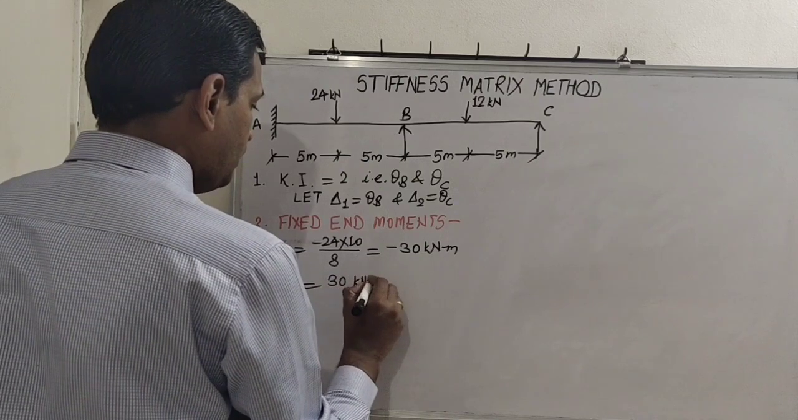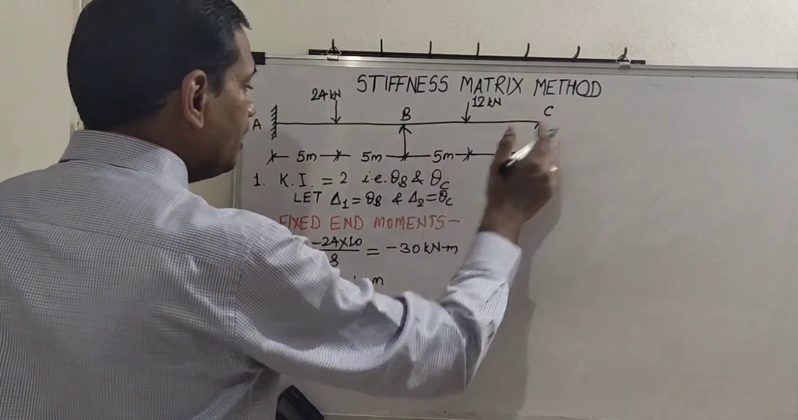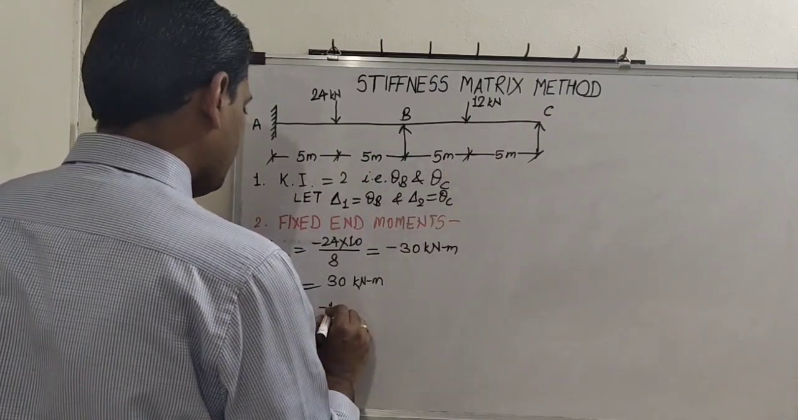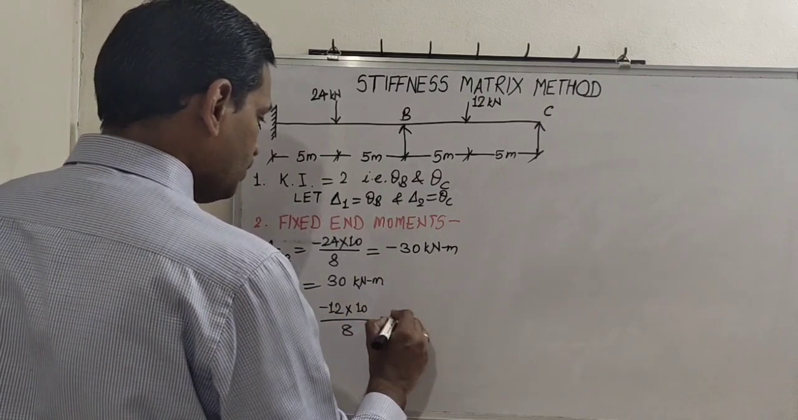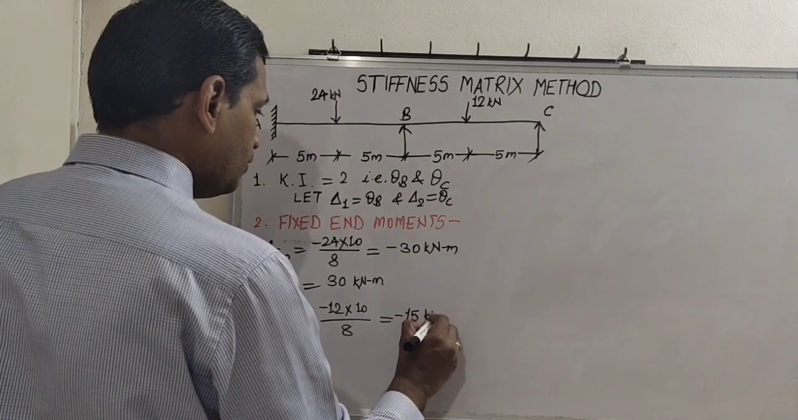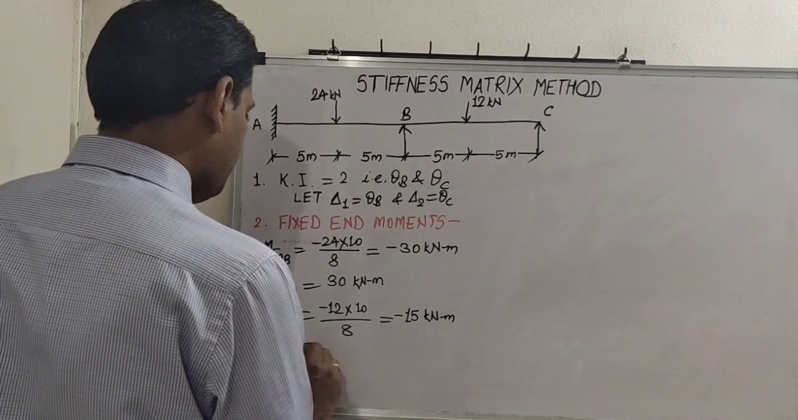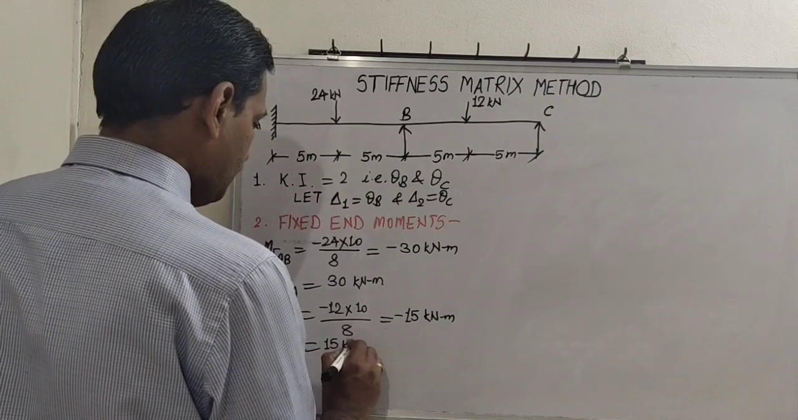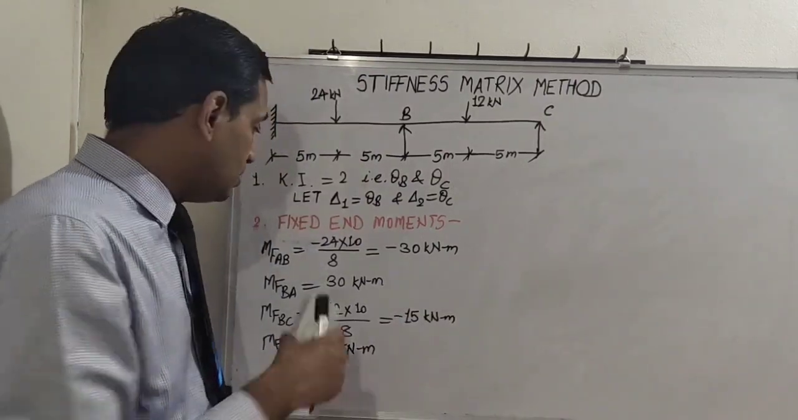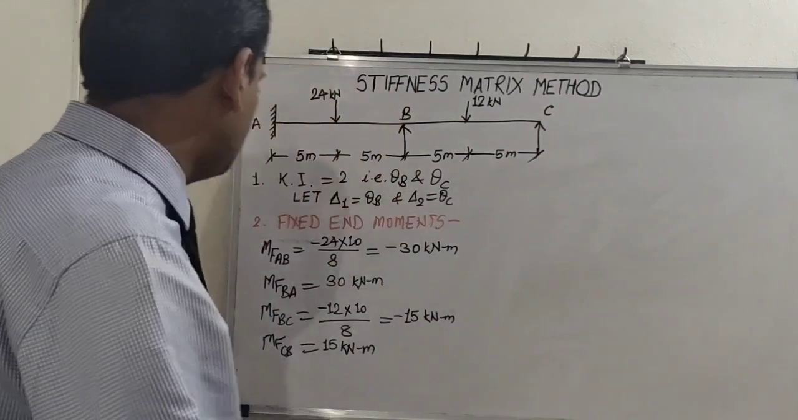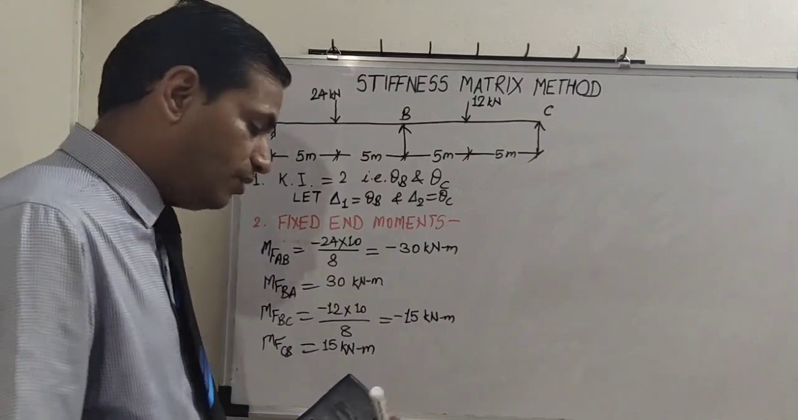Now I shall write directly. Then MFBC, what is MFBC? Again minus WL by 8. So minus 12 into 10 upon 8. So here only load is half. So this value will be half of 30. So minus 15 kilonewton meter. And MFCB, it is plus 15 kilonewton meter. Yes. So this is our step number 2.